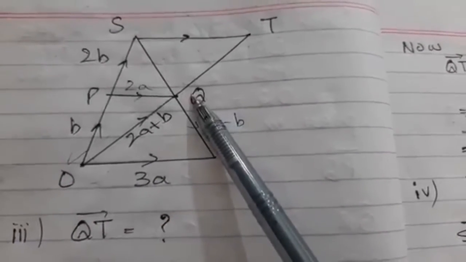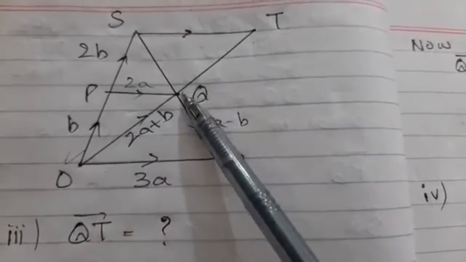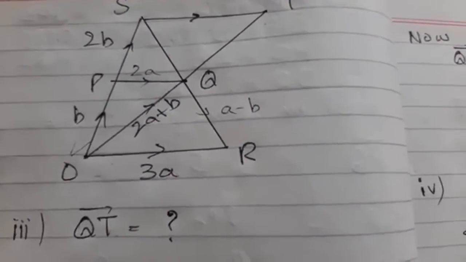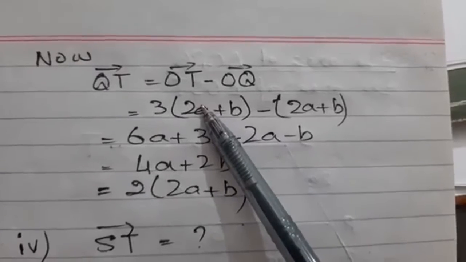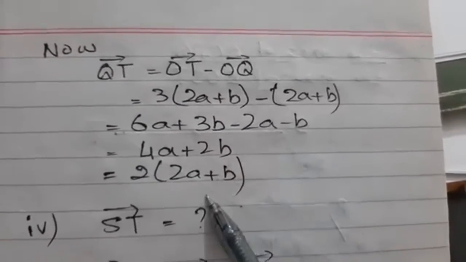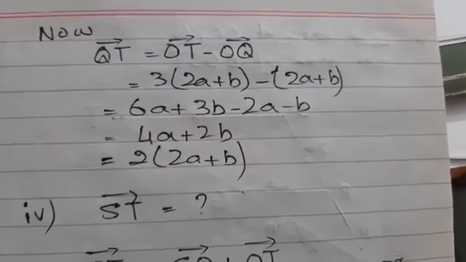So what will I do? I will do OT minus OQ. It will give me QT. So I'm just plugging in values now here. I'm plugging in the value of OT and OQ, simplify, I get this. So this is how I got QT.